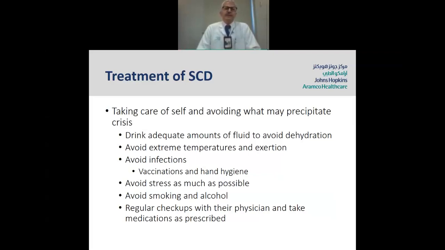Avoid stress as much as possible. This is probably easier said, we all know that, but stress can precipitate crisis. Smoking, alcohol are harmful to everybody, but especially patients who already have low oxygen, low hemoglobin, and low oxygen is more harmful to them. And keeping a regular checkup with their physicians and taking medication as prescribed. All of these measures should help to decrease the need to come to hospital, and hopefully will decrease the acute pain and other acute complications of sickle cell disease.